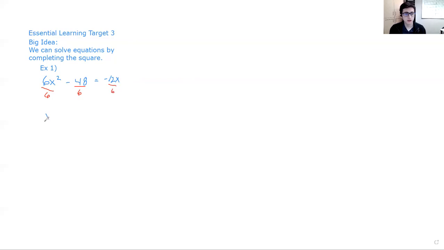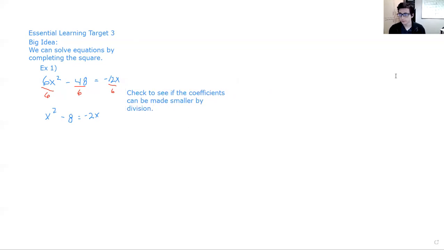So that's going to give me x squared minus 8 equals negative 2x. So let me describe what I just did. We check to see if the coefficients can be made smaller by division, which we did.